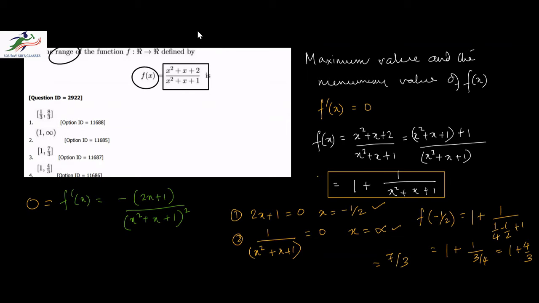Now, if we look at the options, we can clearly see that option 3 is the only option which has 7 by 3 as one of the limits. And in order to confirm that, we also put the other value, which is x equal to infinity, in the function itself. So f(x) at x equal to infinity will be equal to 1 plus 1 over infinity, which is equal to 1 plus 0, that is 1. So clearly option 3, which is giving the limits as 1 and 7 by 3, is the correct choice.